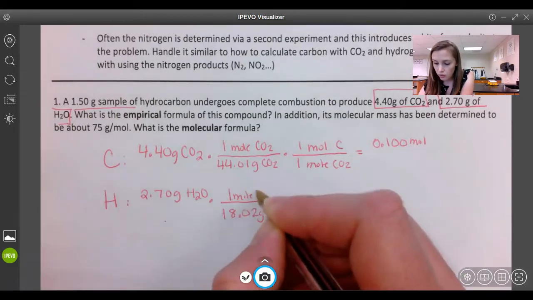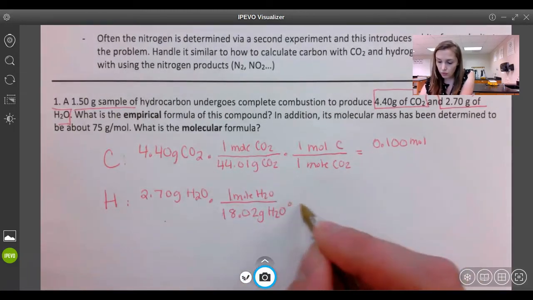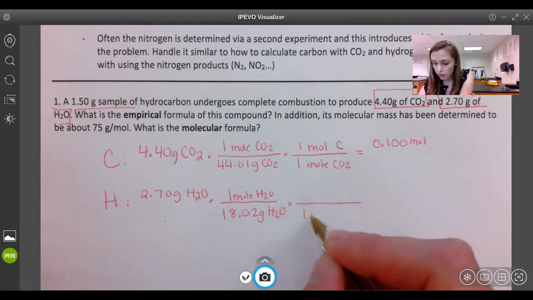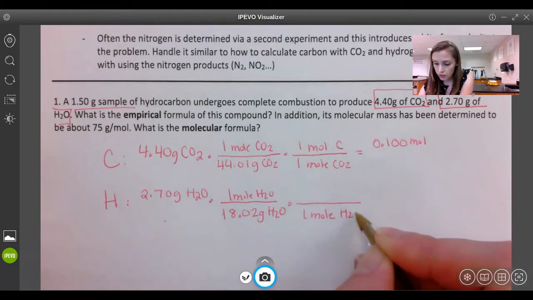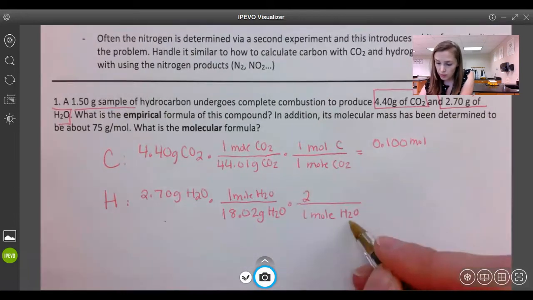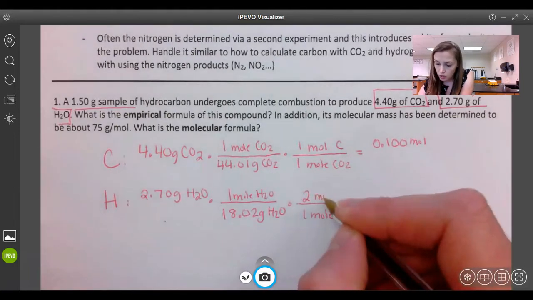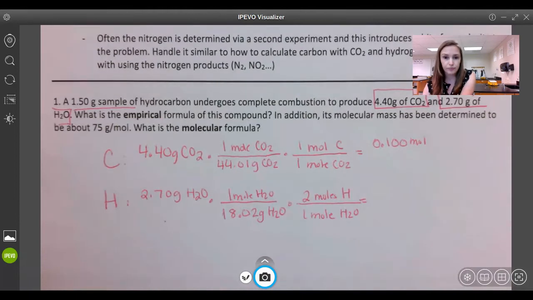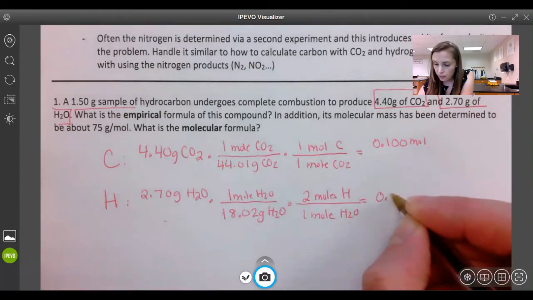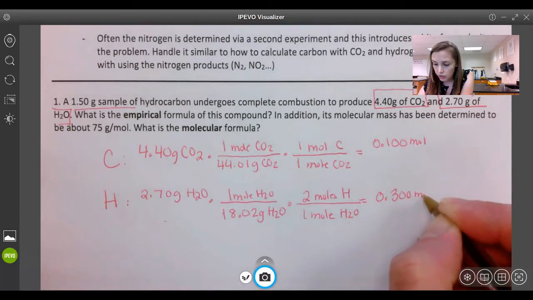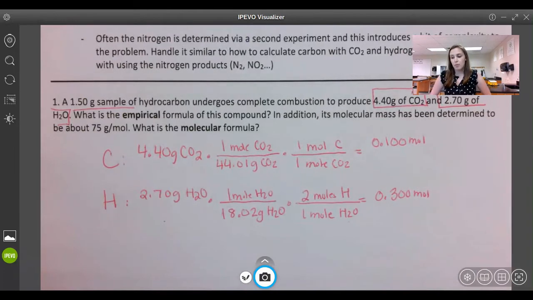That gives you 1 mole of H2O. And this is where you have to be careful because for every 1 mole of H2O, you get 2 moles, based on that formula in a subscript of 2 moles of hydrogen. When you plug that into your calculator and keep to the 3 sig figs that you started with, this will end up as 0.300 mole. So this is that point where now we have moles of each element.